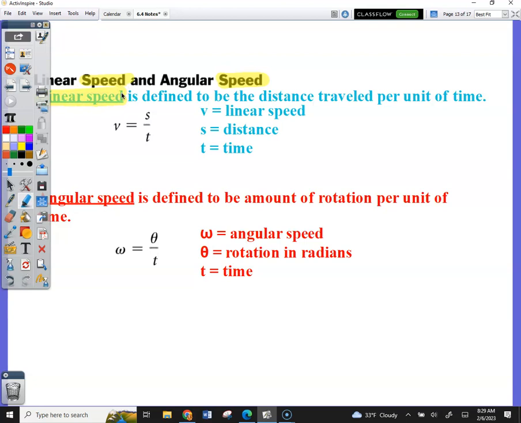Linear speed is defined to be the distance traveled, makes sense, like the speed of a car driving down the interstate. That would be the linear speed, the rate that it is traveling from point A to point B. The formula for linear speed is V equals S over T. Good news is S is the same thing as it was on Friday. S refers to distance.